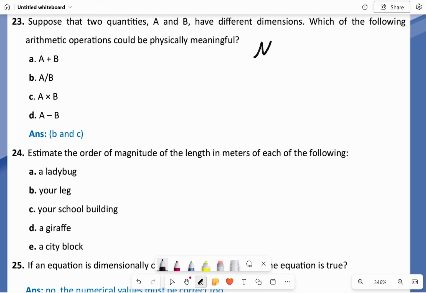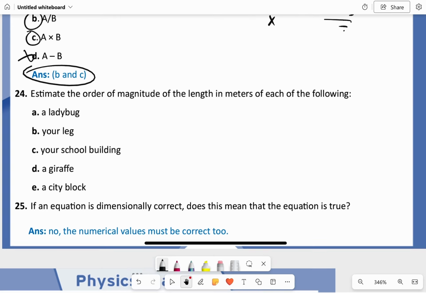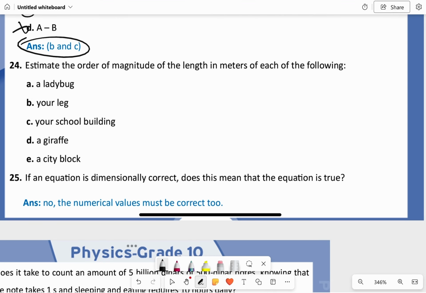Sometimes you have Newton dot meter, Newton multiplied by meter, or you have meter per second. So this one is multiplication, and this one is division. So you only have these two arithmetic operations that have two dimensions. You cannot add them, and you cannot subtract them. So only A, B, and C are correct, multiplying or division.